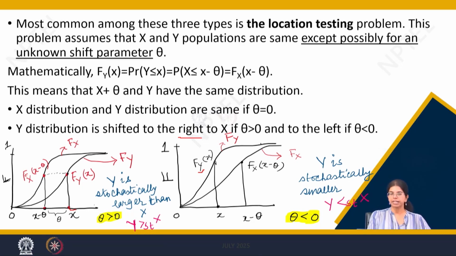Now, statistically speaking, these two situations have two different names. Y is stochastically larger than X. We say Y is stochastically larger than X if the X distribution is lagging behind Y, and Y is stochastically smaller than X if the Y distribution is lagging behind X. So, be very cautious regarding the inequality. Clear?